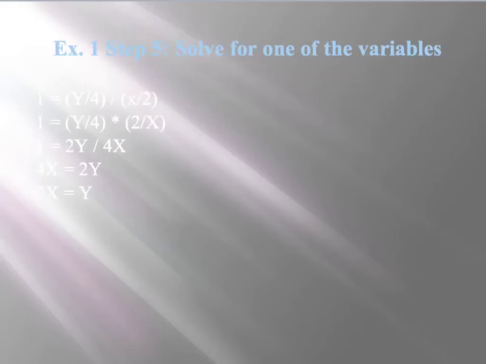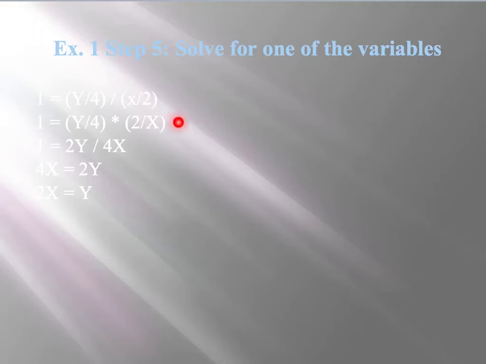So here in step 5, we're basically going to solve for one of these variables. There's a number of different ways you could do the math here. You could move this x divided by 2 over to the other side of the equation to get x over 2 is equal to y over 4 and cross multiply, and you get the same math. Here what I've done is I've basically just multiplied by the inverse of the x over 2, so I still have 1 is equal to y over 4 multiplied by 2 over x. As long as you're sticking to the proper rules of algebra, you're fine.